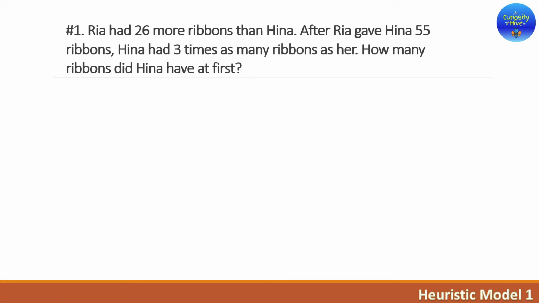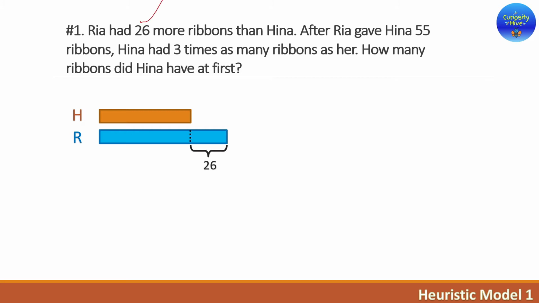Here I have Hina with some ribbons which I don't know, but I know that Ria has more ribbons than Hina. Here it says that Ria has 26 more ribbons than Hina. So the extra portion is 26. Now it also says that Ria is going to give 55 ribbons to Hina. So this is 55 ribbons. Now if we know that one portion of 55 is 26, then the remaining portion would be 55 minus 26, which will give us 29 ribbons.